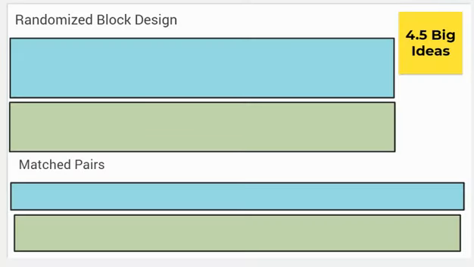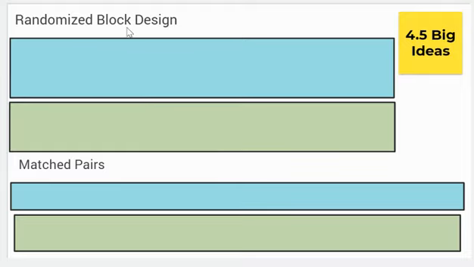Everyone, in this video, we're going to be looking at the big ideas for section 4.5. Now, in this section, we've looked at two new types of experiments and different designs. Before this, we were looking at completely randomized designs, and that's where we don't do any type of grouping. We just have our experimental units, and we randomly assign each one of the experimental units to a treatment group.